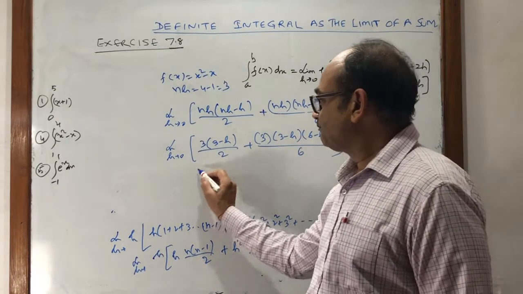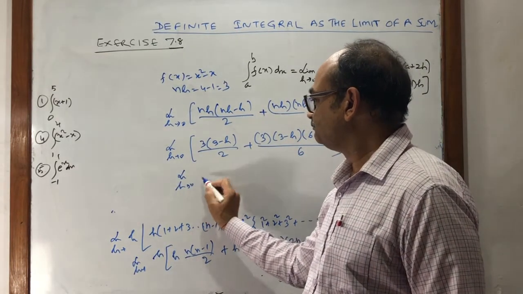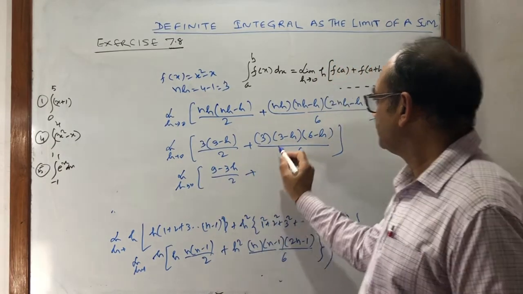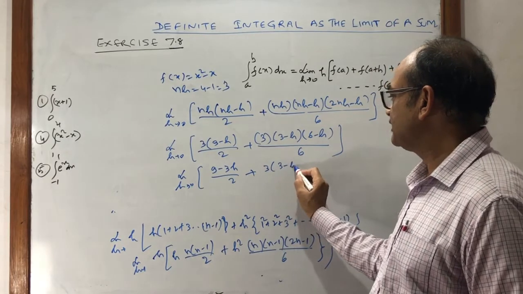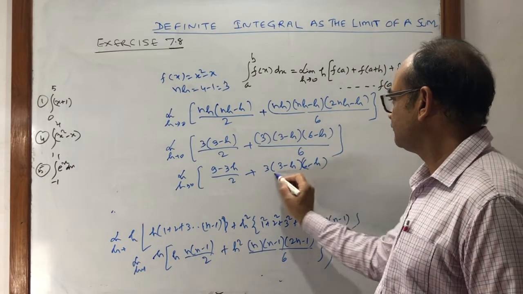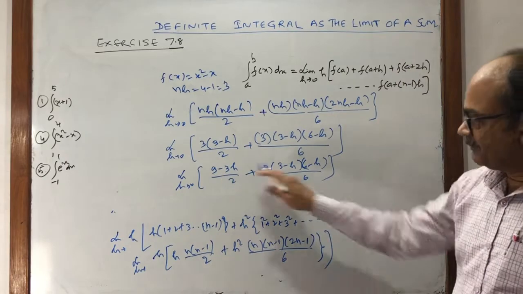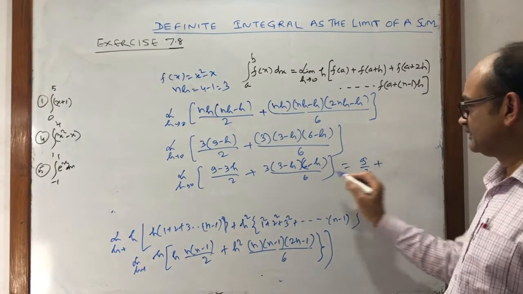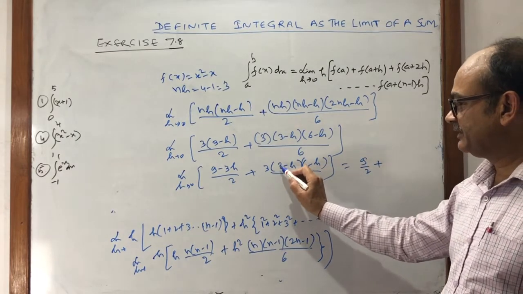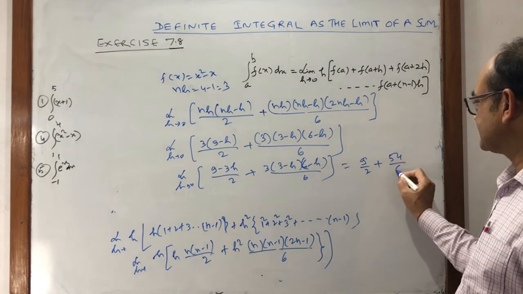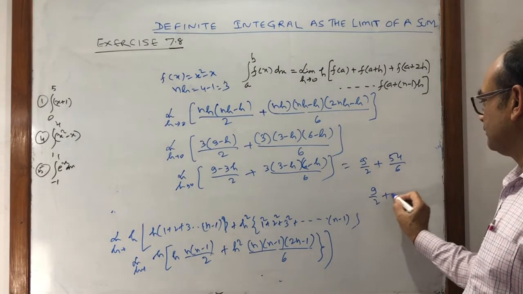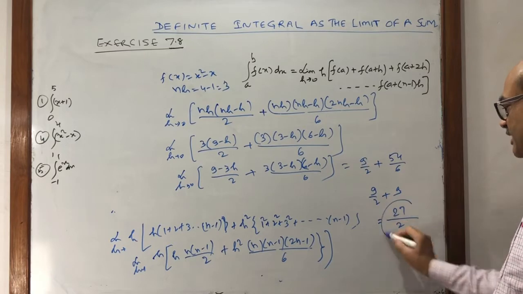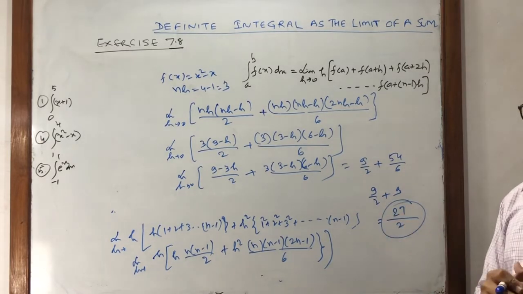So the last step, limit h tends to 0: 9 minus 3h by 2, 3 minus h, 6 minus h by 6. Limit h tends to 0. What are we getting? 9 by 2 plus, as h tends to 0, 6 times 3 is 18, 18 times 3 is 54 by 6. 9 by 2 plus 9. LCM 2, 27 by 2 is the final answer.